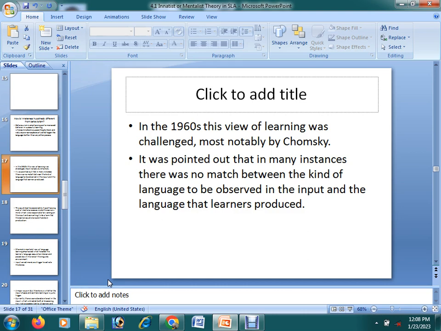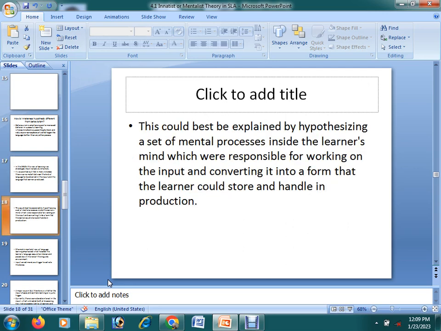Okay. In case of behaviorist theory also there is an importance of input. Input was a vital role in behaviorist theory, and in the same way innatist theory didn't discard the importance of input. Input means language data. Whatever may be the ways you have to get the language data. In innatist theory, it was pointed out that in many instances there is no match between the kind of language to be observed in the input and the language that the learner produced. As I have said, that means with the help of their brain. But however, input plays a role.